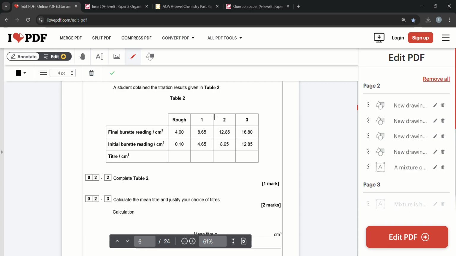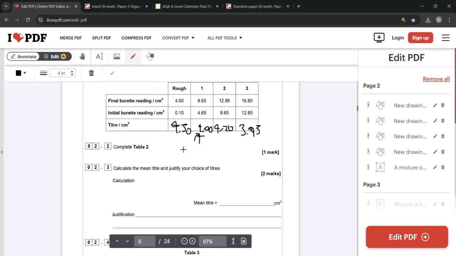Complete table 2. We're just subtracting them, so 4.50, 4.00, 4.20, 3.95. Now why would it ask you to do this? Just a simple subtraction. Because most students, including myself, would fall for the mistake of writing 4 in here, but they all have to be to two decimal places or three significant figures, otherwise you won't get the mark.